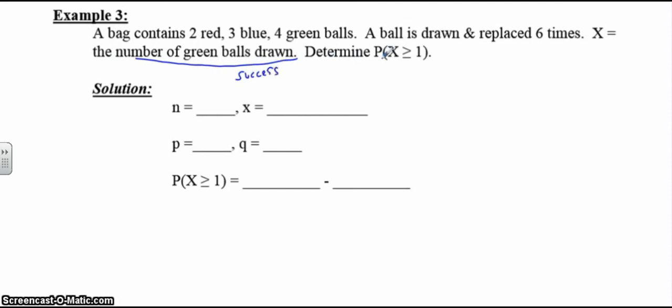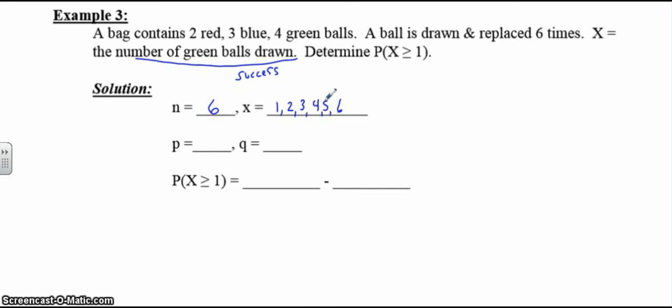Determine the probability that the number of green balls is at least 1. So n is 6 because we are drawing it 6 times. X is, because it's at least 1, you could have 1, 2, 3, 4, 5, or 6.